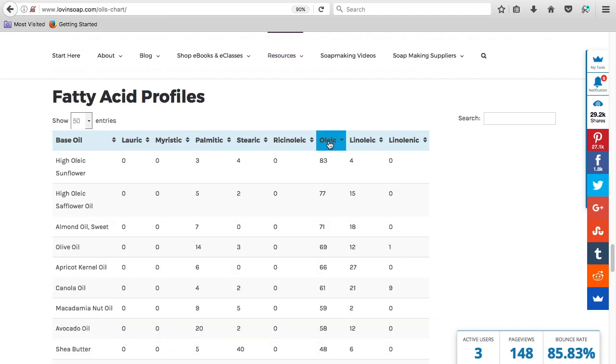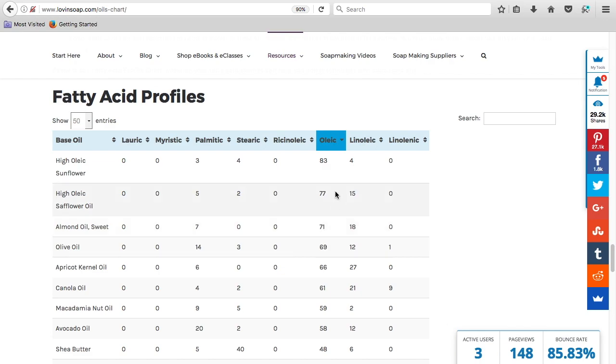Okay, so let's say that we have a recipe and it has sweet almond oil in it, but we don't have any sweet almond oil, so we need to know what we can substitute in for the sweet almond oil. So if we take a look at the profile, we can go across, and it has 7% palmitic, it has 71% oleic, 18% linoleic. So you want to sort the chart by the highest fatty acid in the oil. So I've already done that actually. Oleic acid makes up the most in almond oil.